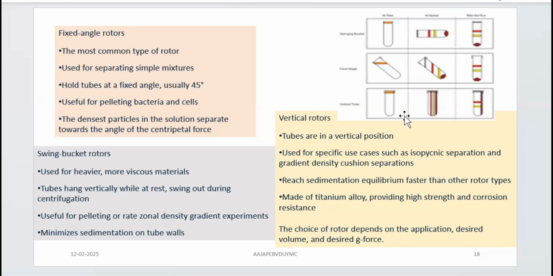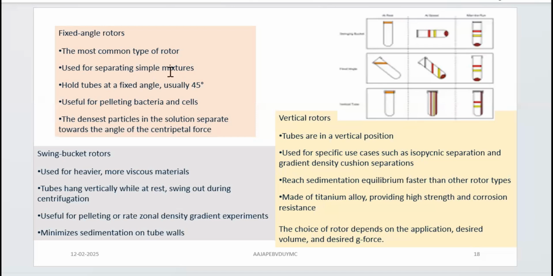They are parallel to the central shaft, and it is used for isopycnic separation and gradient density cushion separations. We will talk about each of these types in the next lectures. So each type of arrangement of tube with respect to the type of centrifuge rotors is useful for a specific purpose, right?